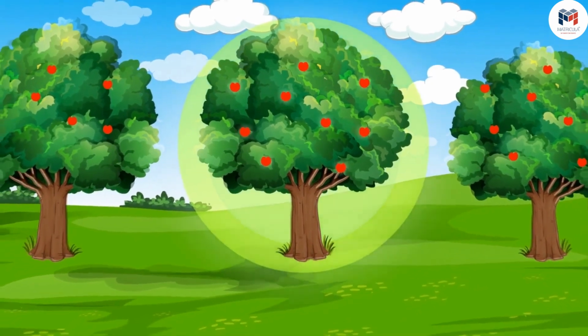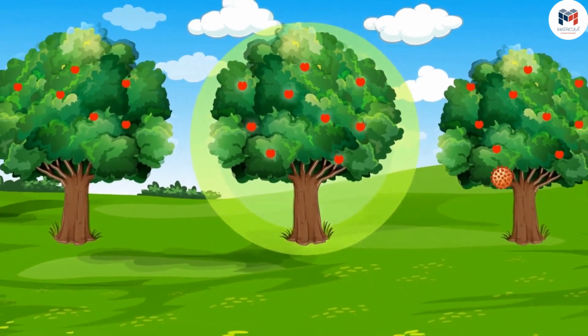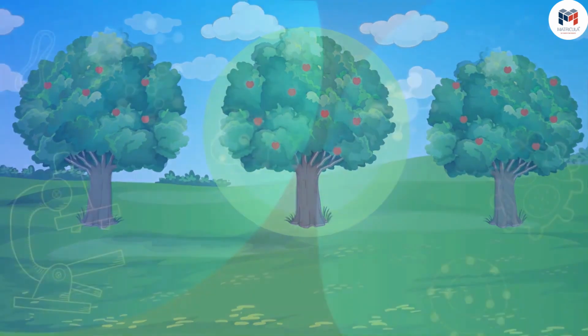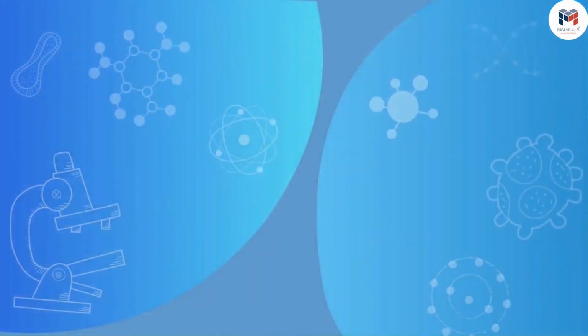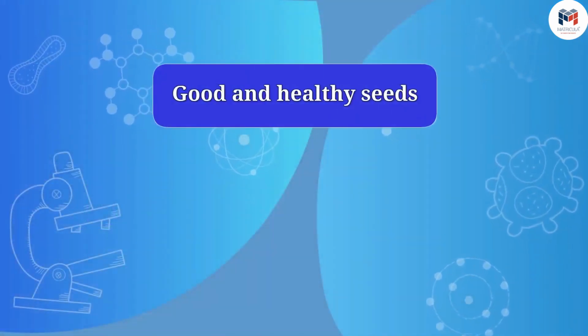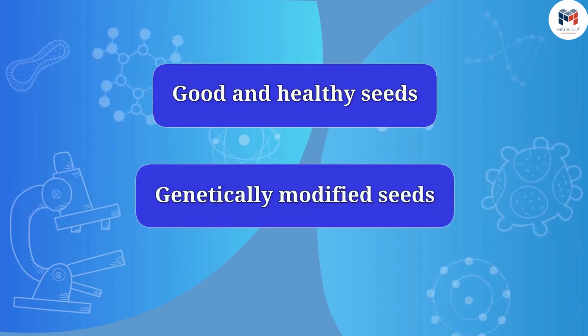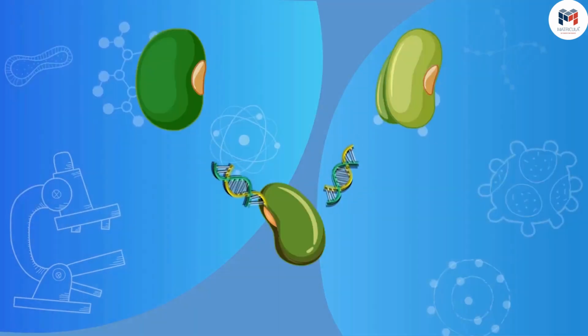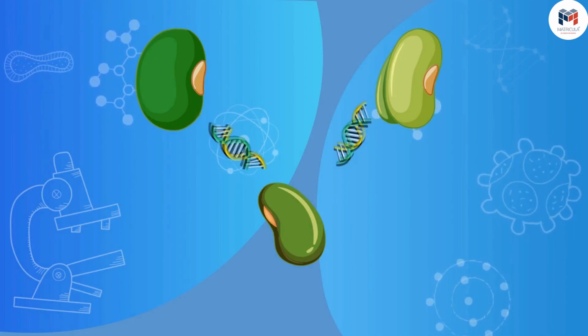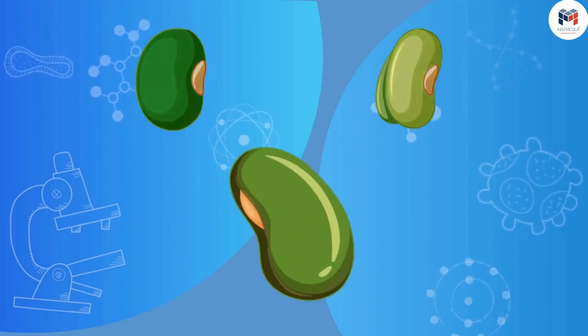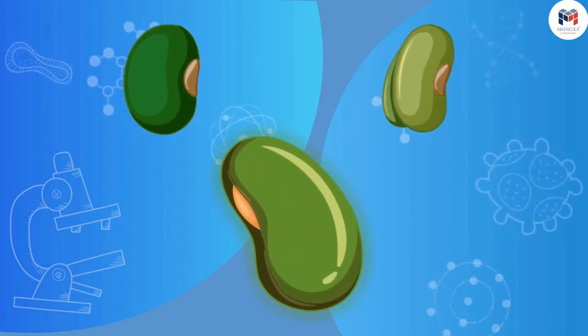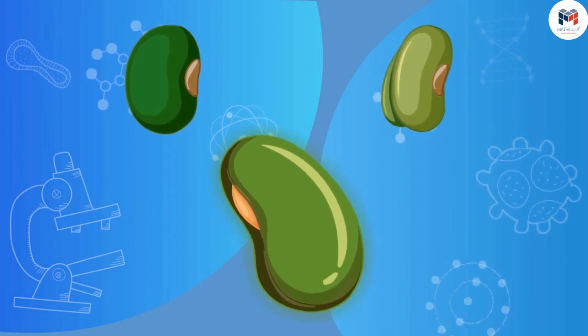So what kind of tree will it be with new seeds, high yield and high resistant towards diseases? Do you know the other ways by which crops can be improved? The crops can also be improved by the use of good and healthy seeds and by using genetically modified seeds. So friends, by hybridization and by genetically modified, we can make better seeds. But what should be the properties of a good seed?